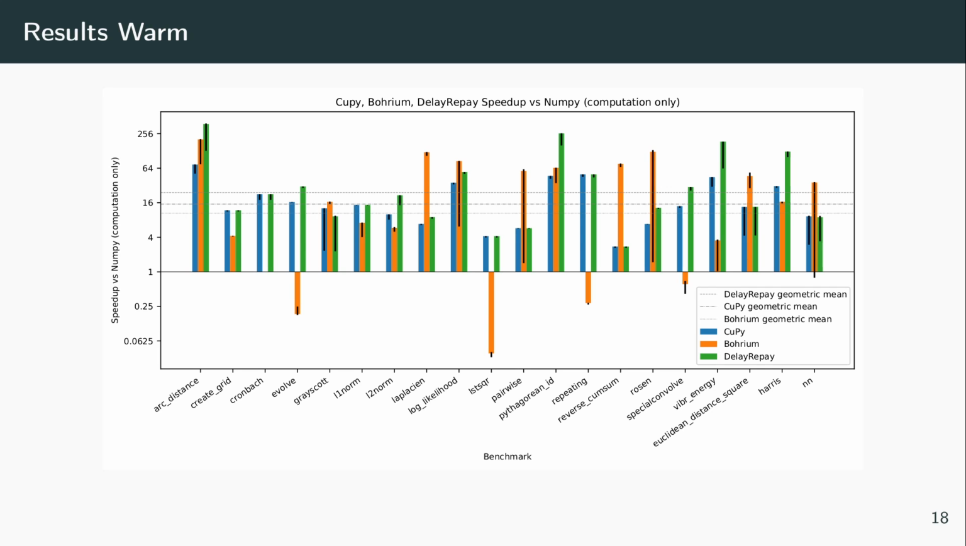So let's have a look at the computational kernel, or warm times, to start with. In this graph, blue is CuPy, orange is Bohrium, and green is DelayRepay. Each bar represents the speedup relative to NumPy, and this is a logarithmic plot. We can see that we almost always see a speedup for all of the libraries, except for a few slowdowns for Bohrium. We can see that DelayRepay almost always produces the best speedup.